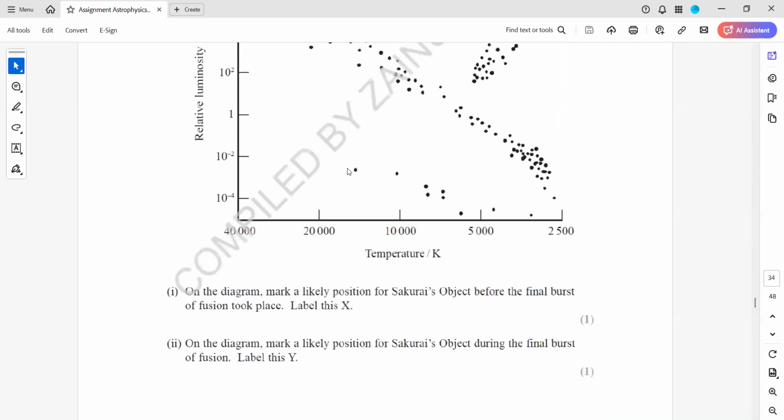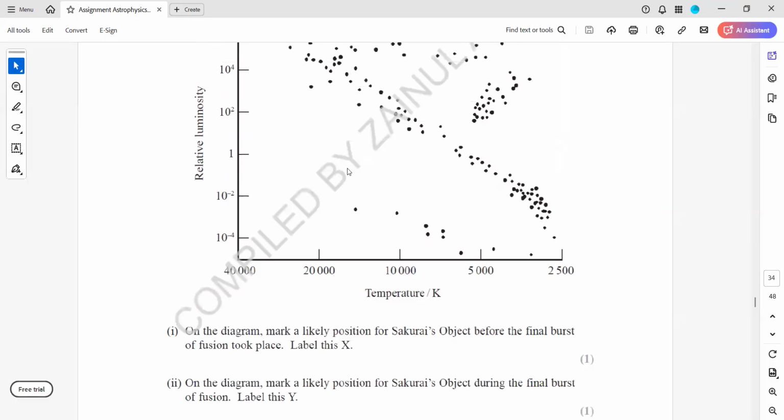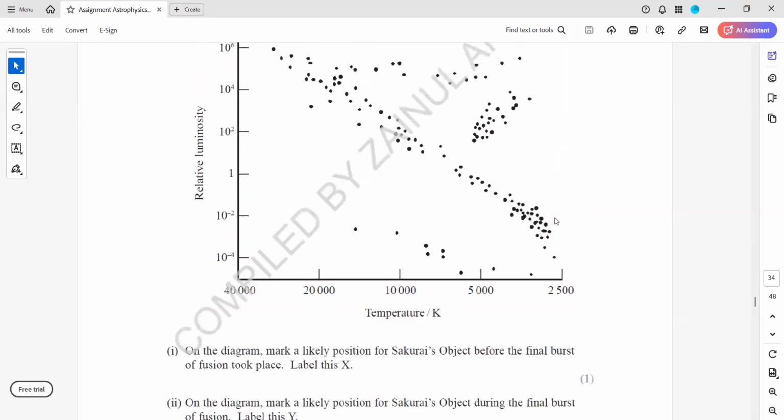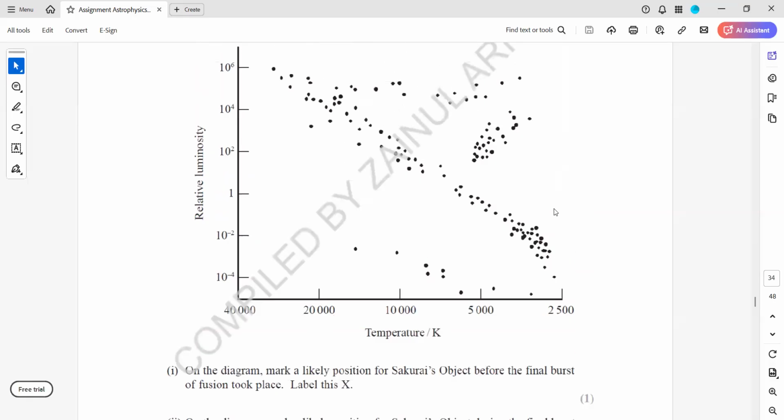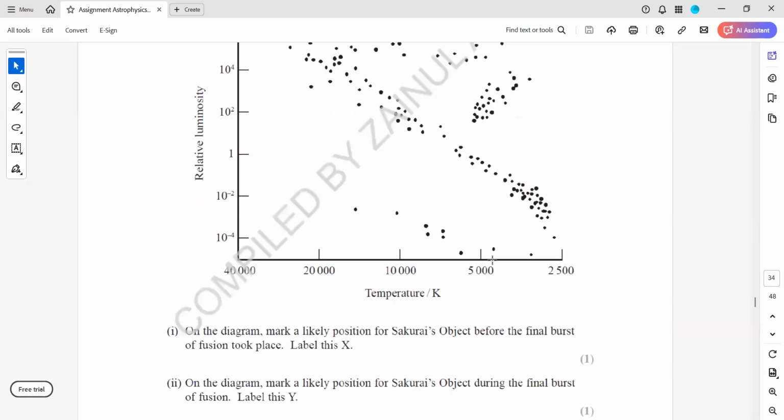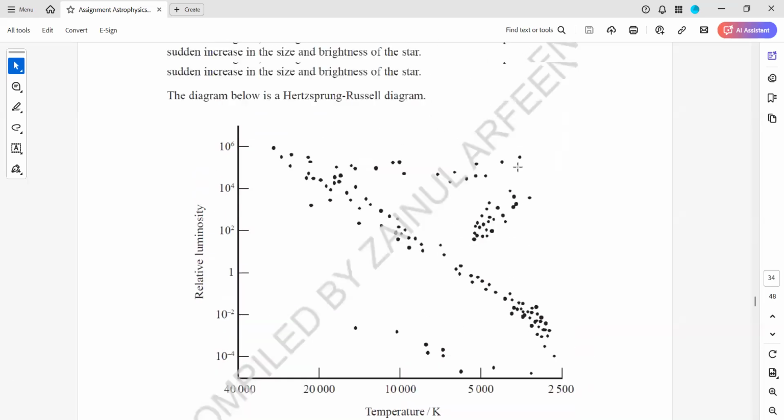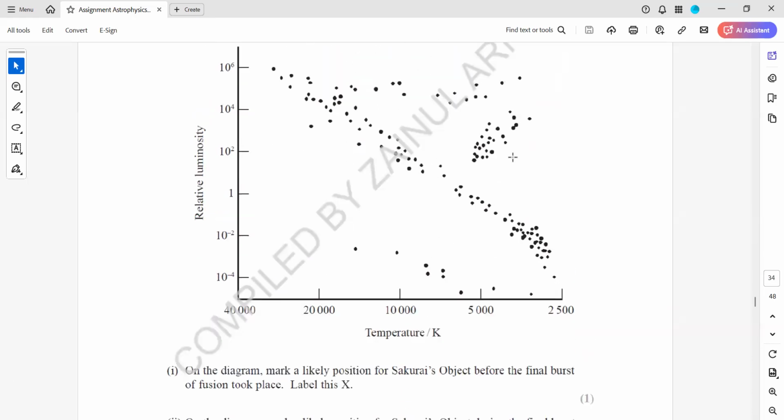On the diagram, mark a likely position of an object before the final burst of fusion takes place and label this as X. So basically before the final burst, it is a white dwarf. And what is the position of the white dwarf? White dwarfs have a very low luminosity, but they have a relatively high temperature. So here you can mark X. That is the region where we can find the white dwarf.